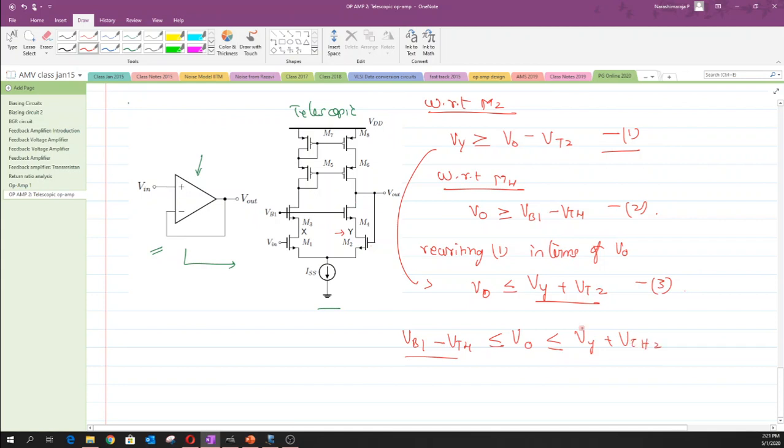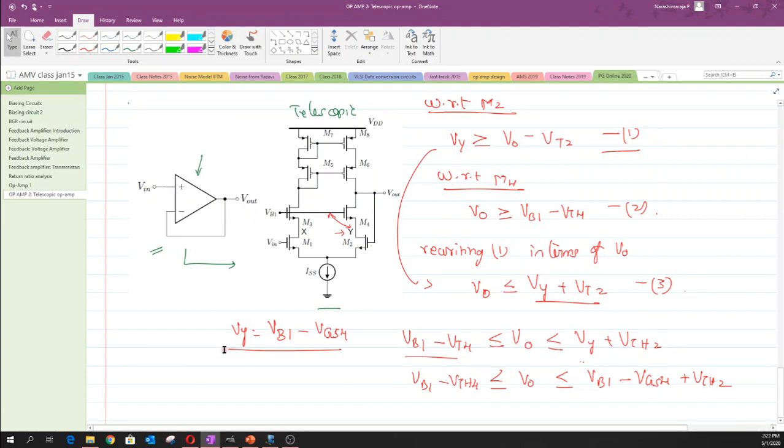Now one can also write the node potential of Vy in terms of Vb, right? So we know that Vy is nothing but Vb1 minus the Vgs4. So in a way, Vy in terms of Vb1 can be written as something like this. So one can use this expression to substitute over here, such that we end up having Vb1 minus Vgs4 plus Vth2, and on the other side we have Vb1 minus Vth4.